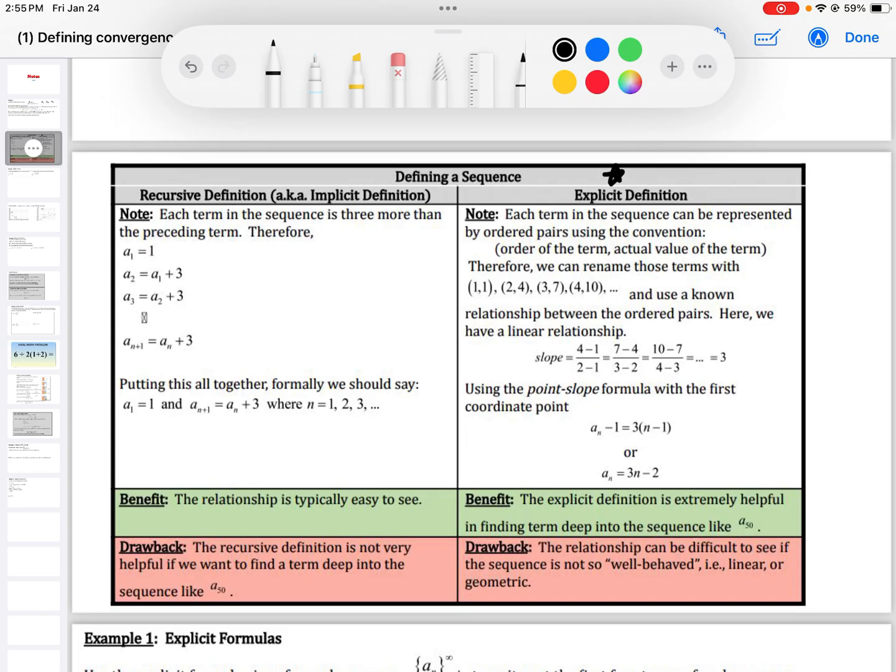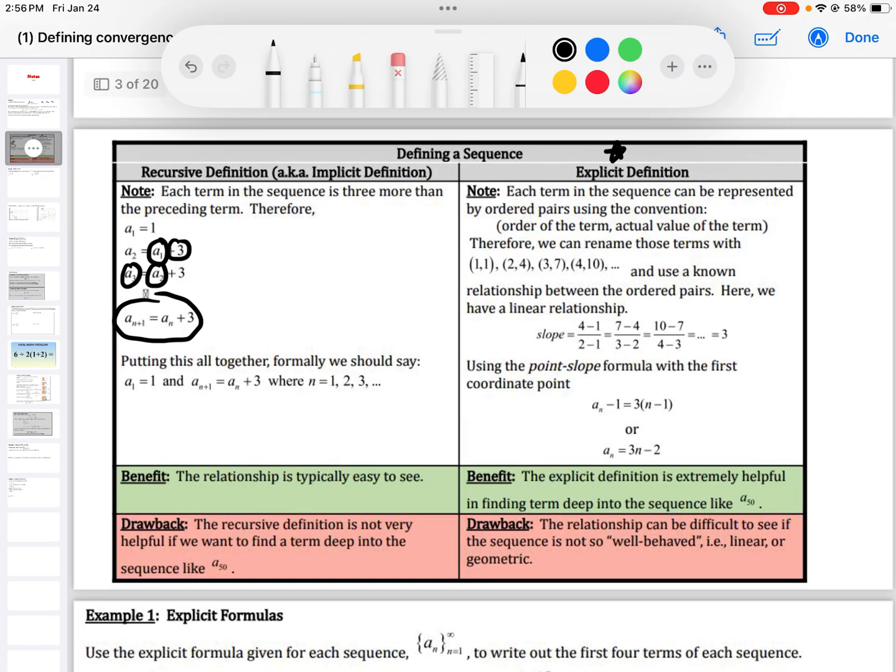So a recursive definition, or implicit: each term in the sequence is 3 more than the preceding term. So for the implicit, I need the term before it to represent that next term. So A sub 1 just starts at 1. In order to define A sub 2, the second term, I need the term before it, plus 3. So the third term, I need the term before it, plus 3, so on and so on. And I could write it in general terms like this.